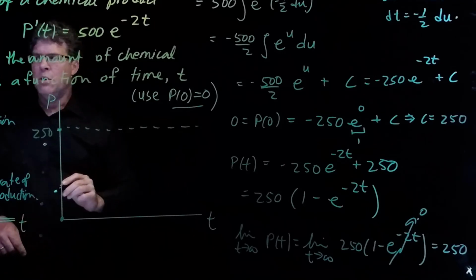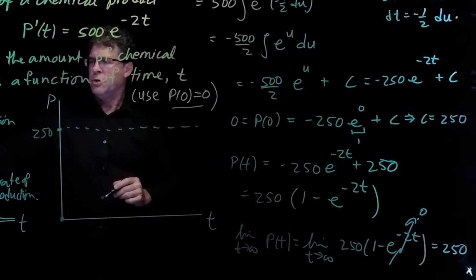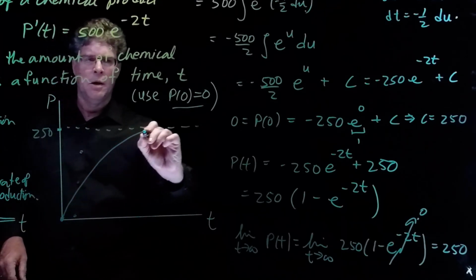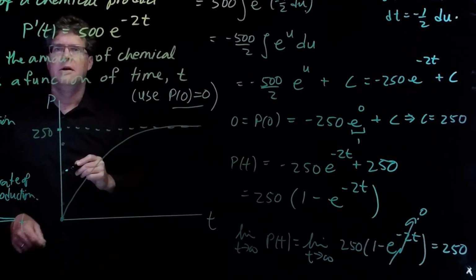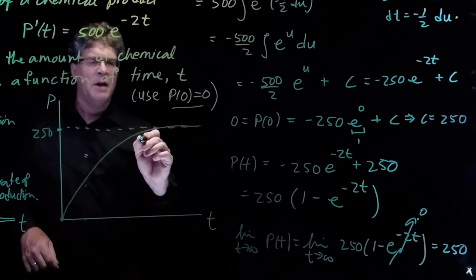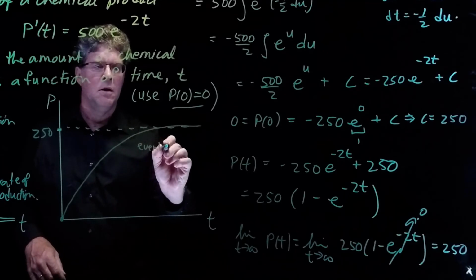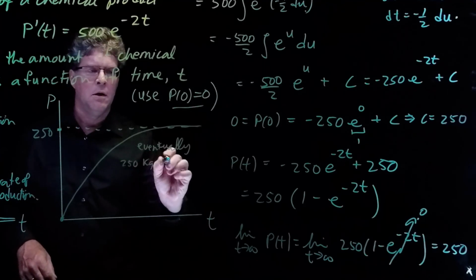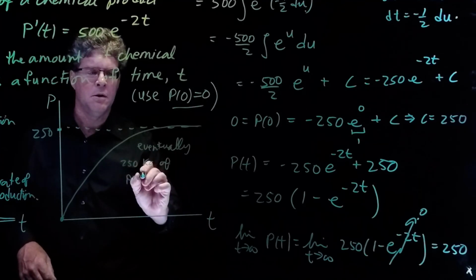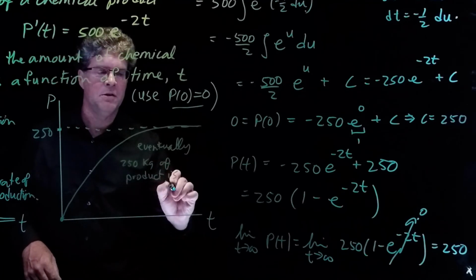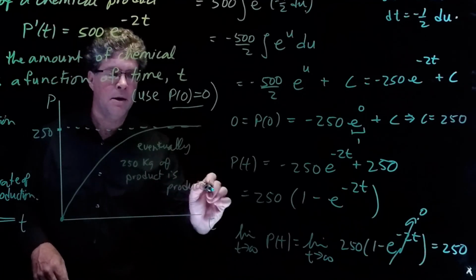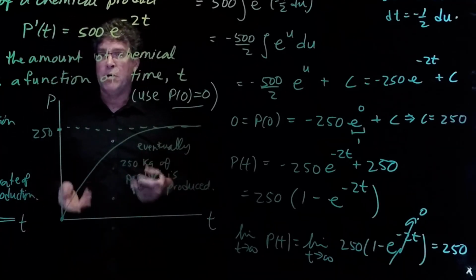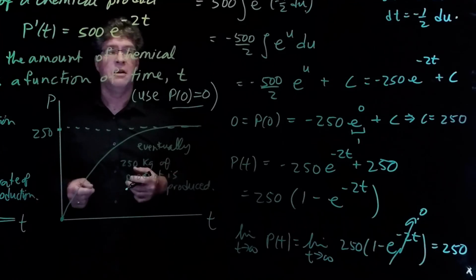And so we know that P prime is positive, as shown in this graph here. So it's an increasing function with an asymptote of 250. So it looks like something like this. So eventually, 250 kilograms of product is produced. And at that point, the chemical reaction is going so slowly that the amount of product never exceeds 250 kilograms.